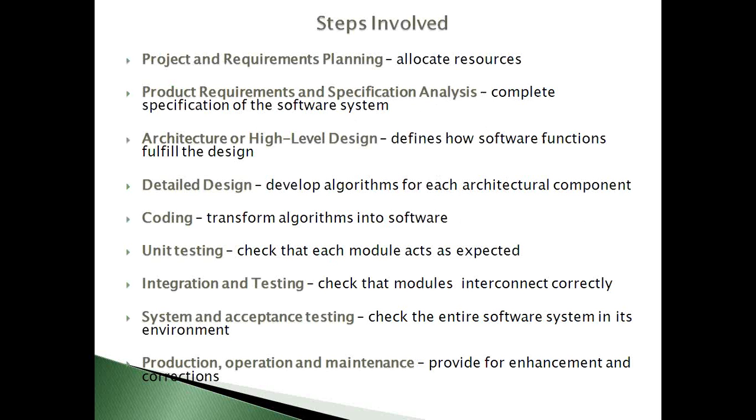The different steps involved in this V model are: project and requirements planning, where we have the total requirements related to the project and the resources, how many resources we require; then product requirements and specification analysis, where we have the complete specification of the software system; the architecture or high level design, which defines how the software functions will fulfill the design; and detailed design, where we decide how to develop the algorithms for each architectural component.